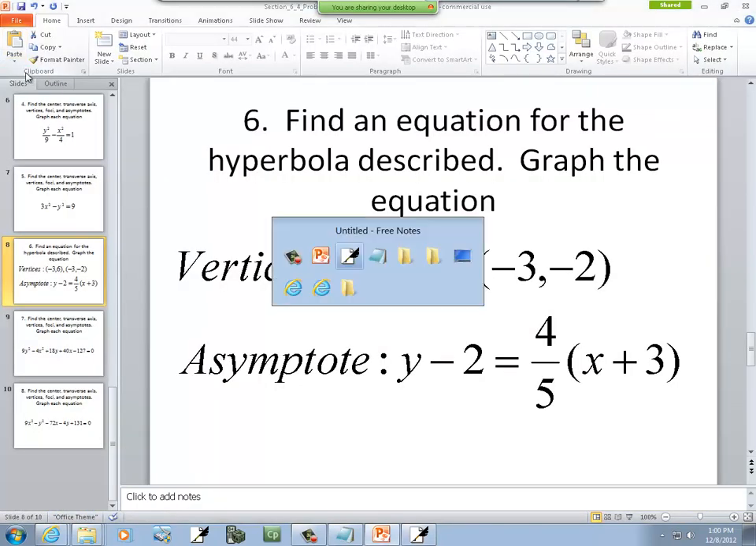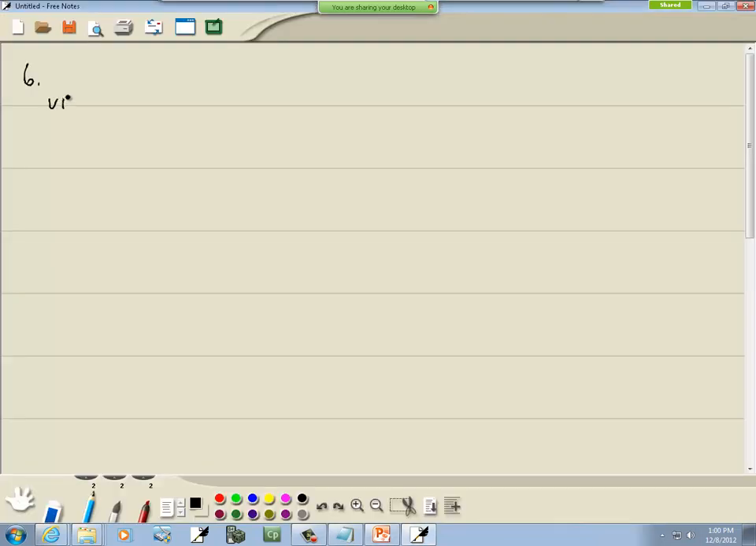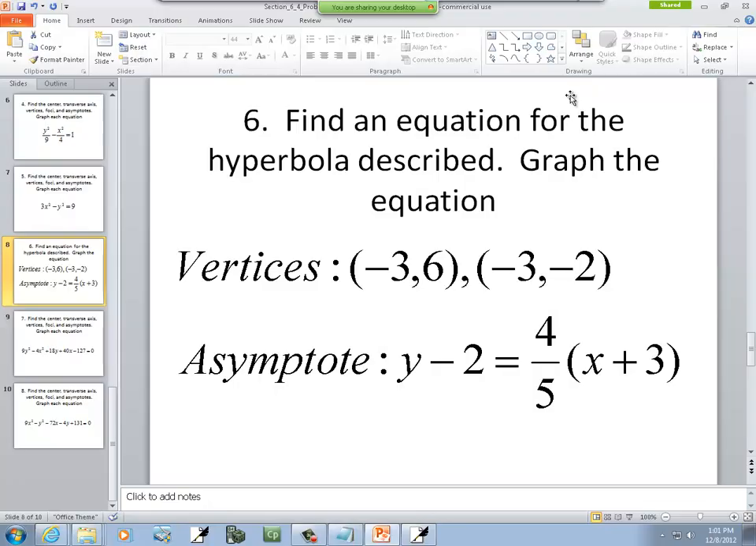Okay, so number 6. We've got vertices -3, 6, and -3, -2. And our asymptote is y minus 2 is equal to 4/5 times x plus 3.